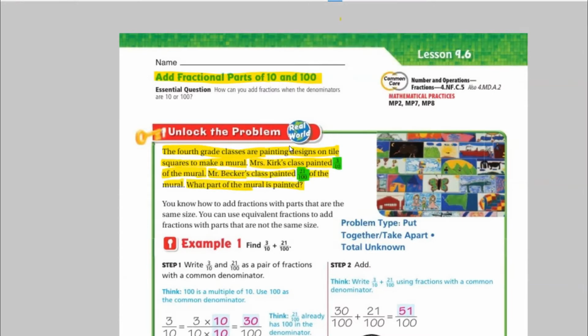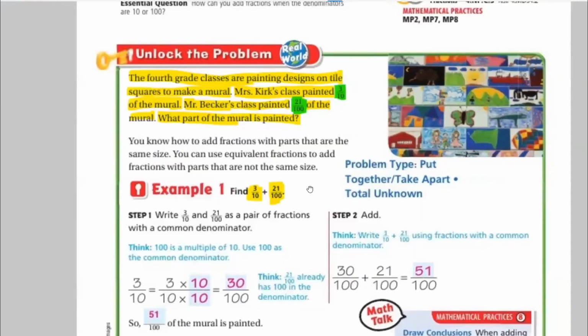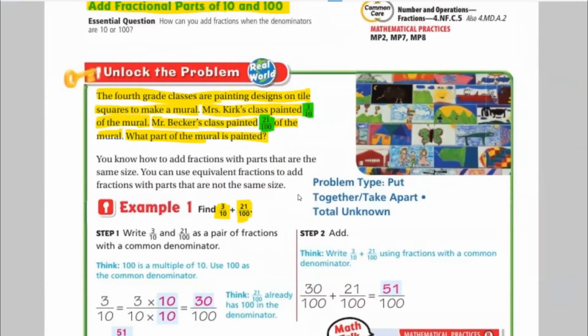So it will be 3 over 10 and 21 over 100. We want to add them together. How can we add them? So let's find out. We have 3 over 10 plus 21 over 100. Now, as we learned before in the previous lessons, how can we add fractions? You should have the same denominator. But let's take a look at this example. We don't have the same denominator, right? We have 10 and 100.